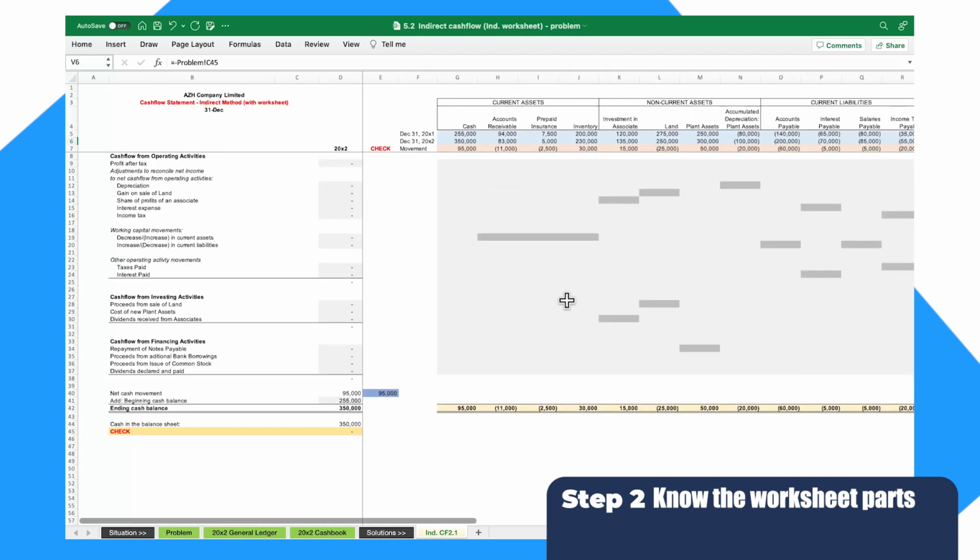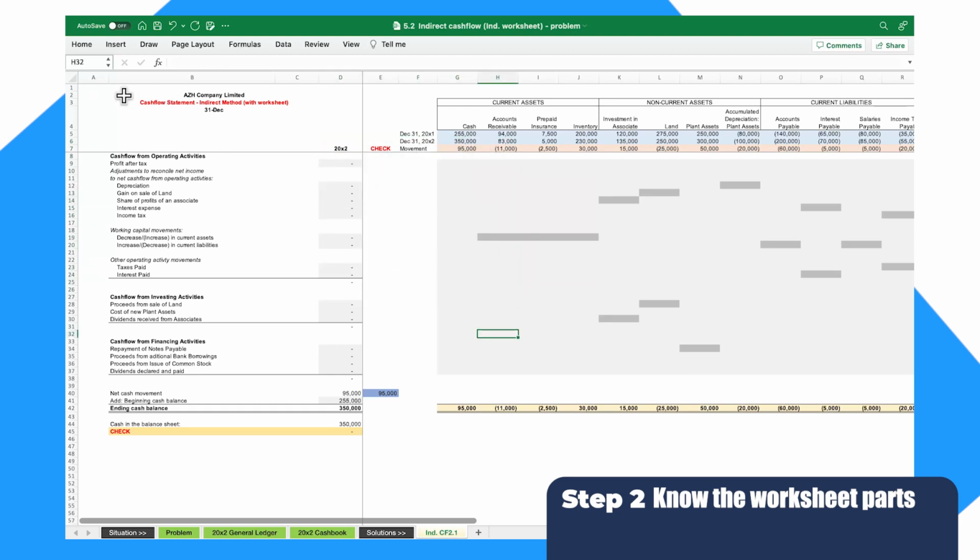Section 2 is the increase-decrease section. This section is crucial, so I separated it. You need to determine the movements in all balance sheet accounts with the formula current year minus prior year, as I have explained a while ago. This will ensure that the signs are correct when we are actually inputting into the cash flows.